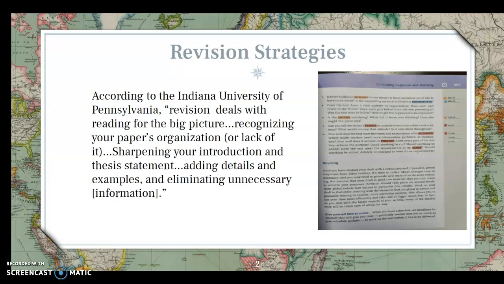So by now you've received some feedback from me during our oral presentations and our introductions. You're also receiving feedback from your peers on your first draft, and in addition to that, you should be receiving feedback this week from a tutor at the Writing Center.